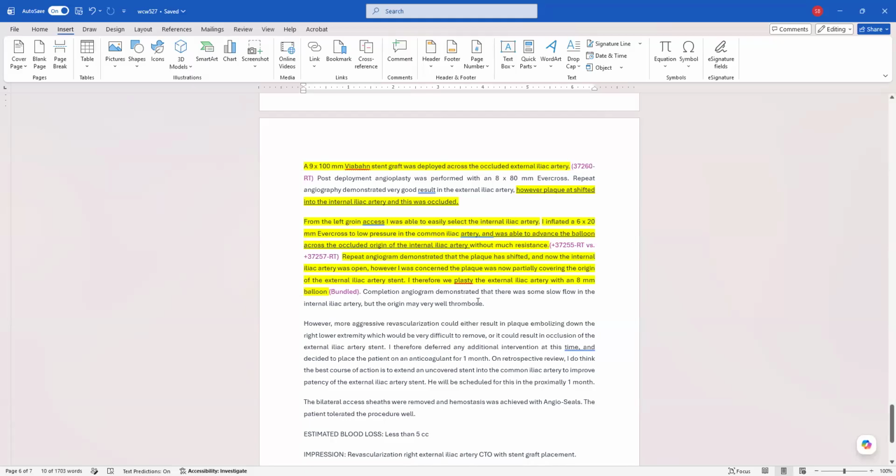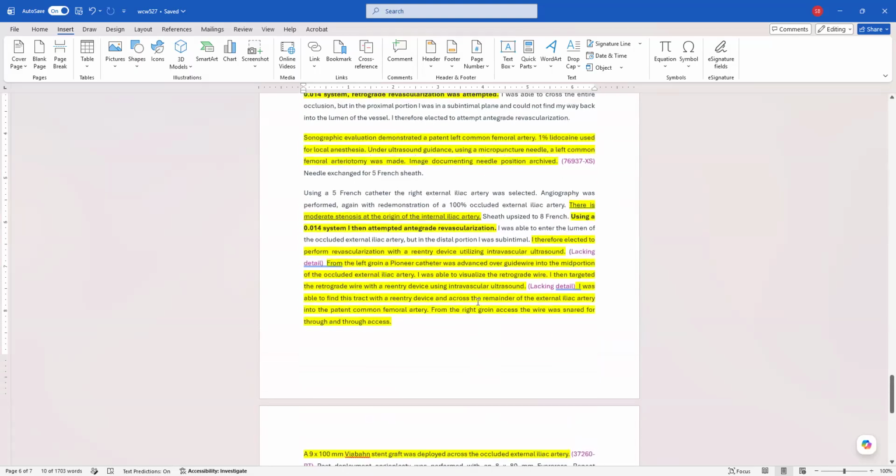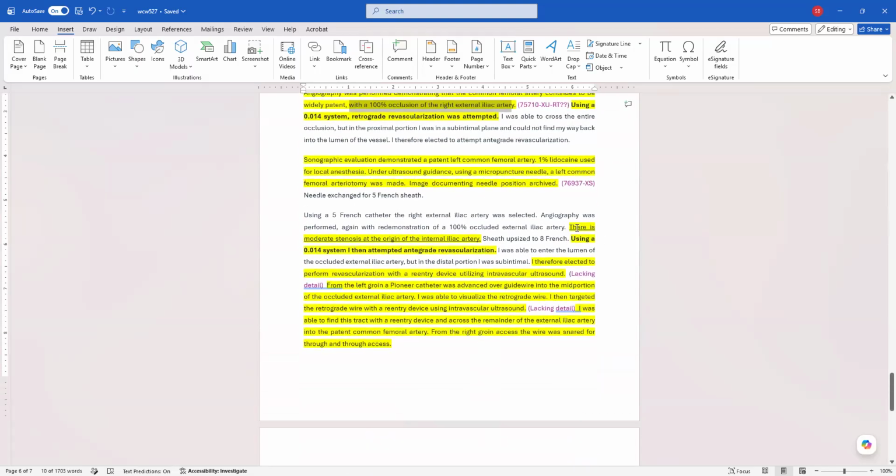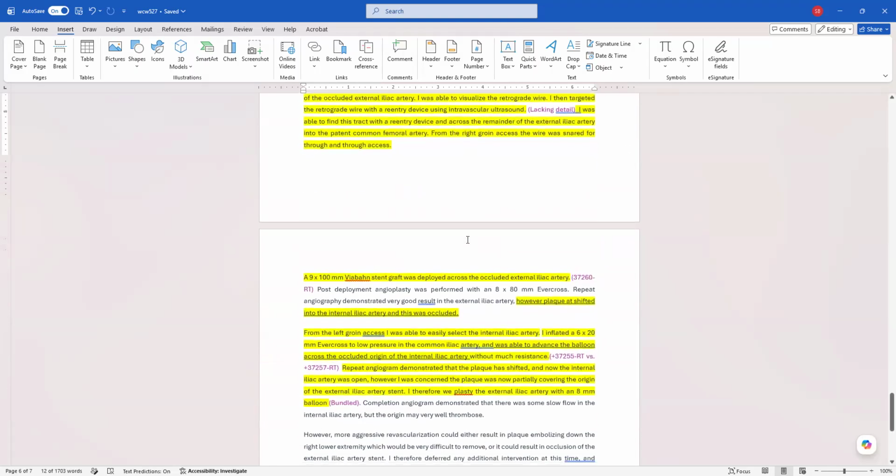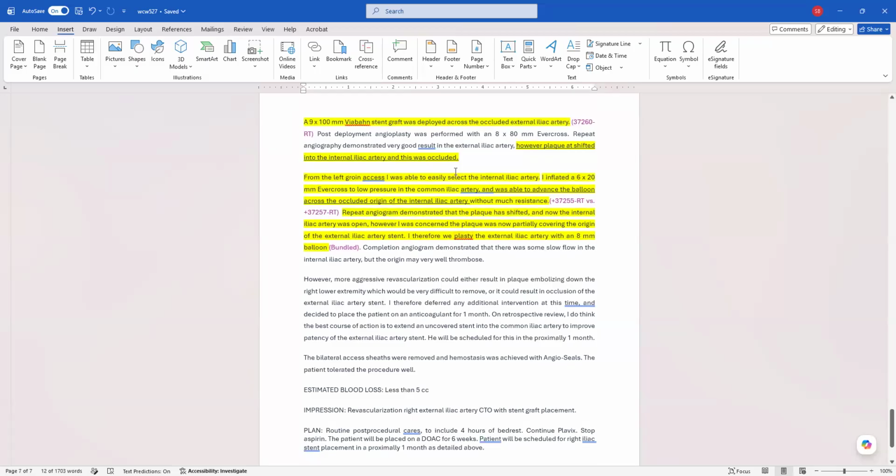The reason I have that is because if we go back and look at the information that we had on the internal iliac artery, it initially said there is a moderate stenosis at the origin of the internal iliac artery. So here I would say that it's a straightforward lesion, but when we come down to this other paragraph, now the physician is using the word occluded. So my question would be, okay, is this a true 100% occlusion that resulted? Now we started with a stenosis, but possibly it's now become an occlusion.